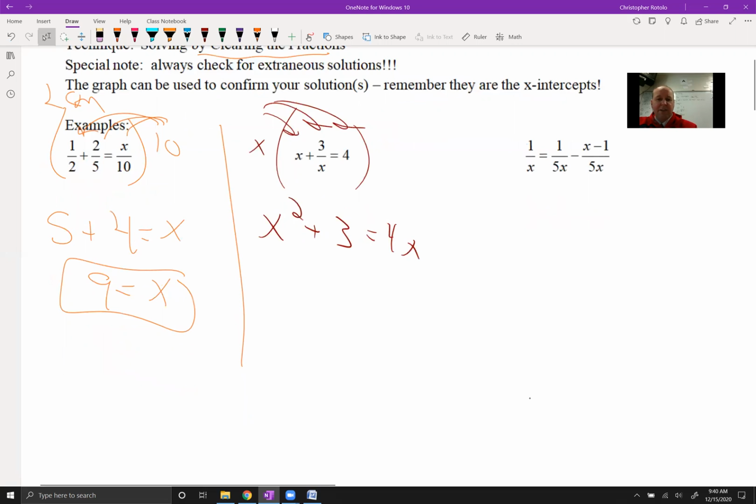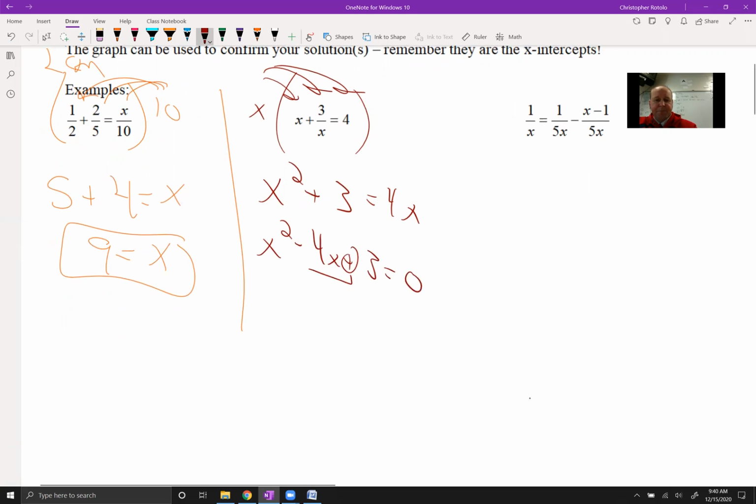What are we going to do? I have a quadratic and a linear term. So let's get that over here and find out if there are any factors of 3 that add up to 4. Well, it turns out x minus 3 and x minus 1 will give me 4. So I get solutions of 3 and 1. Then we have to plug them in.